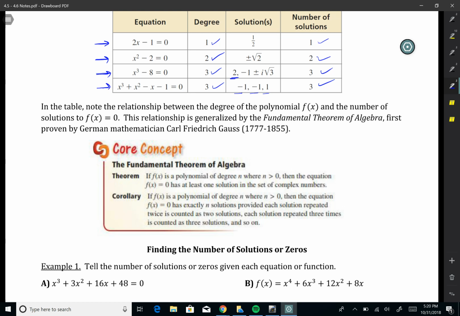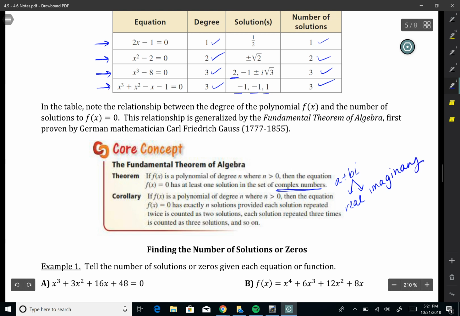The theorem is this: if f of x is a polynomial of degree n, where n is greater than 0, so meaning it has to at least have one x in it, like our degree 1 polynomial, then the equation f of x equals 0 has at least one solution in the set of complex numbers. So what that means is, remember, complex numbers are of the form a plus bi, so they actually include both real and imaginary numbers. So this accounts for both real, imaginary, or complex solutions.